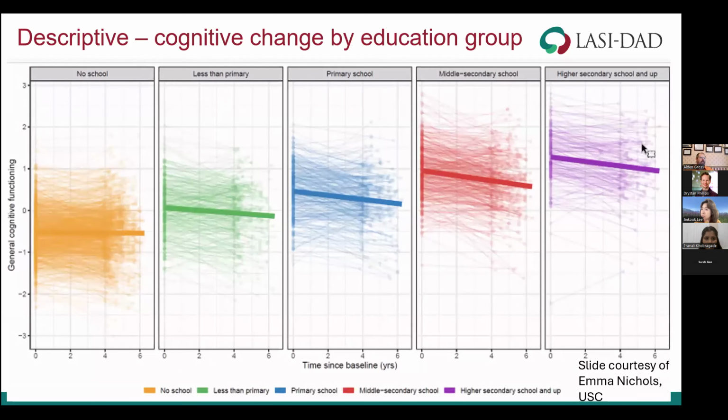This is a description of cognitive change by age that's courtesy of our colleague Emma Nichols at USC. What this is showing is that the rate of change in general cognitive performance is relatively flat in the LASI-DAD sample for people with no formal schooling, but there's progressively steeper rates of decline with greater education.